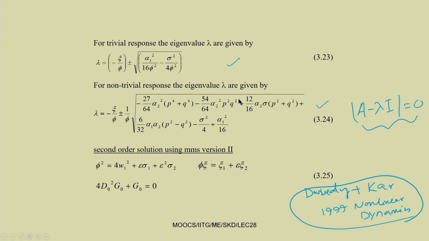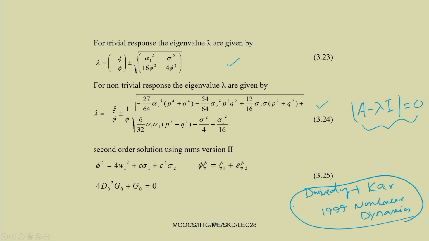Here this is used up to first order method of multiple scales, and we can use higher order methods of multiple scales. In higher order methods of multiple scales we have different versions. One such version is this method of multiple scales version 2, for parametrically excited systems.